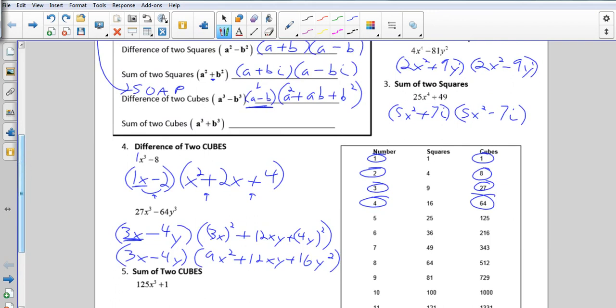Now let's go over the sum of two cubes. It's going to be the same thing. We're going to use SOAP again.